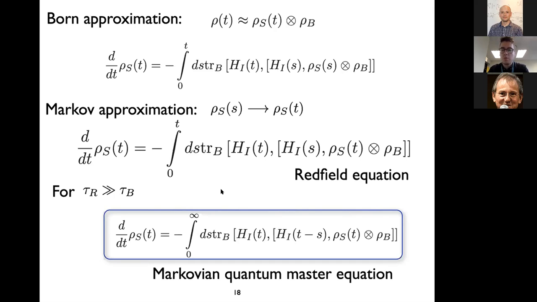Once you perform both the Born and Markov approximations, we end up with an equation of motion for the reduced density matrix of our open system in this form. And notably, this equation of motion is completely independent of the initial preparation of our system and environment.